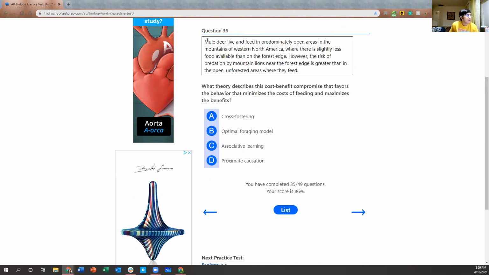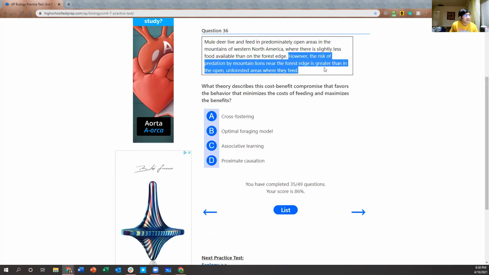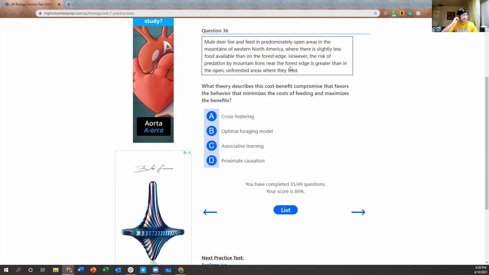Okay. Mule deer live and feed in predominantly open areas in the mountains of Western North America. Slightly less food available in the forest edge. However, the risk of predation is greater. Okay, the reason why they don't live on the forest edge, even though there's more food there, is because they have more predation. Their predators are over there. So this is kind of a cost-benefit compromise, and that's favoring behavior that minimizes the cost and maximizes the benefits.